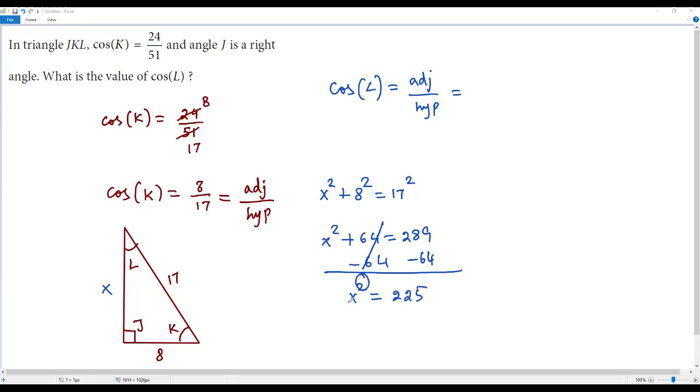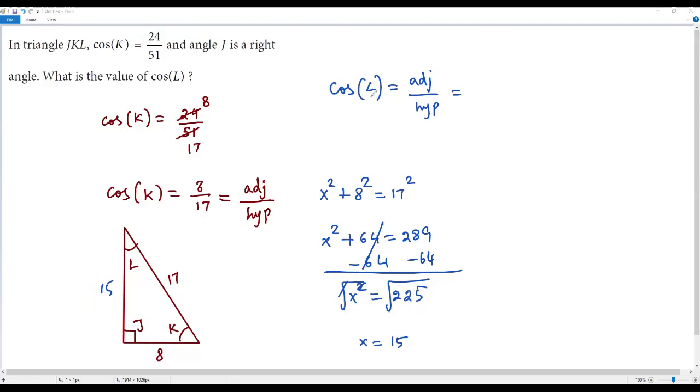And to get rid of the square over here, I take the square root on both sides. When I do so, the square root and square will cancel out and x equals the square root of 225, which is just 15. Okay, now we got the value of x. Now in this triangle, the x can be replaced by 15. That is, the length of this side of the triangle is 15.